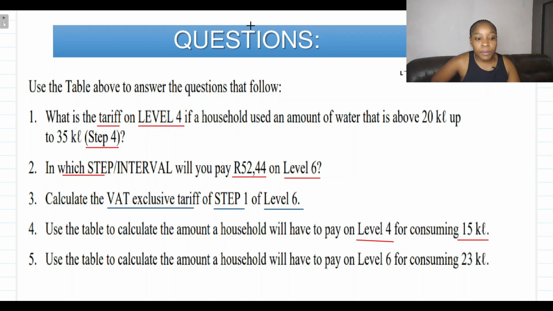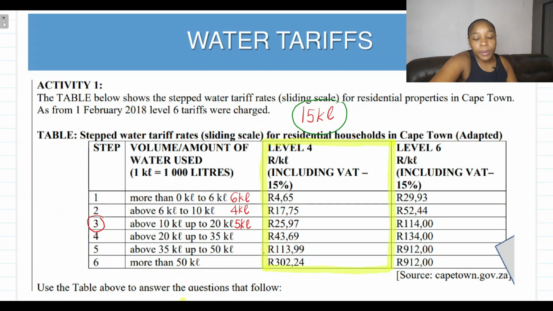It just says use the table to calculate an amount a household will have to pay on level 6 for consuming 23 kiloliters. Okay, so all that you need to do now, you're basically focusing on level 6, and in level 6 now they're basically consuming 23 kiloliters, right? So you need to make sure that when you're adding up the volume of the water in each step, you need to get to 23 kiloliters. Okay, so quickly, let's just do that.